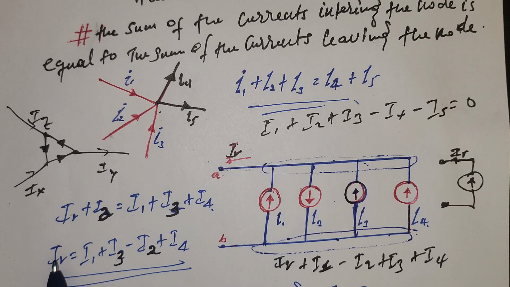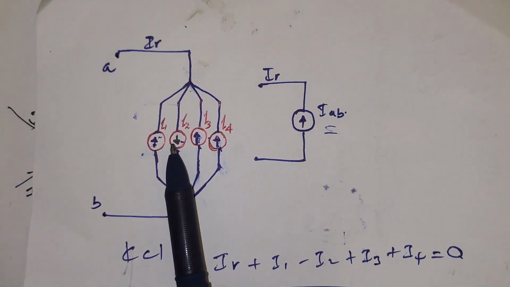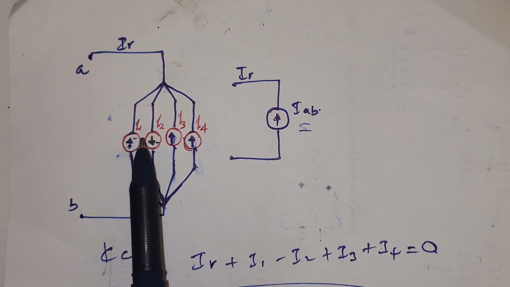So IR is equal to I1 plus I3 minus I2, because I2 is heading in the opposite direction of the others, plus I4. This circuit can be reduced into this form, as you see.